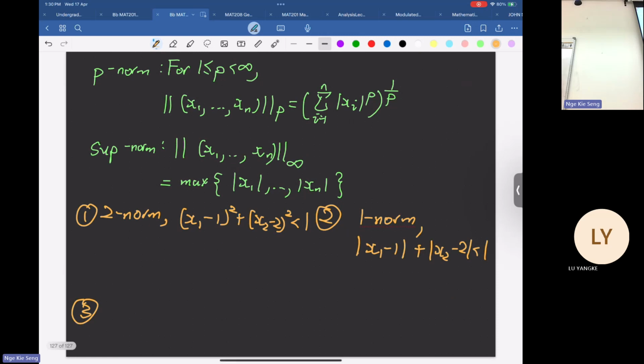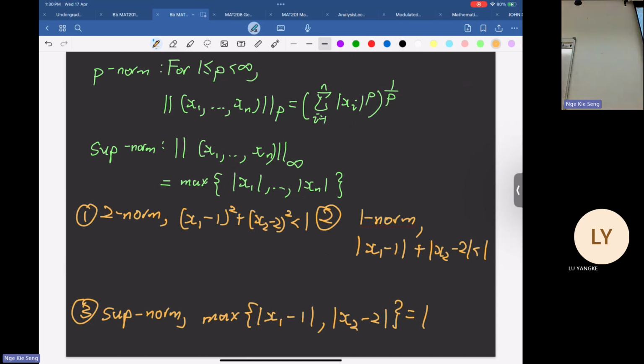How about the sup norm? It is the maximum of either the absolute value of x1 minus 1 or the absolute value of x2 minus 2, equal to 1. So what point satisfies this equation?